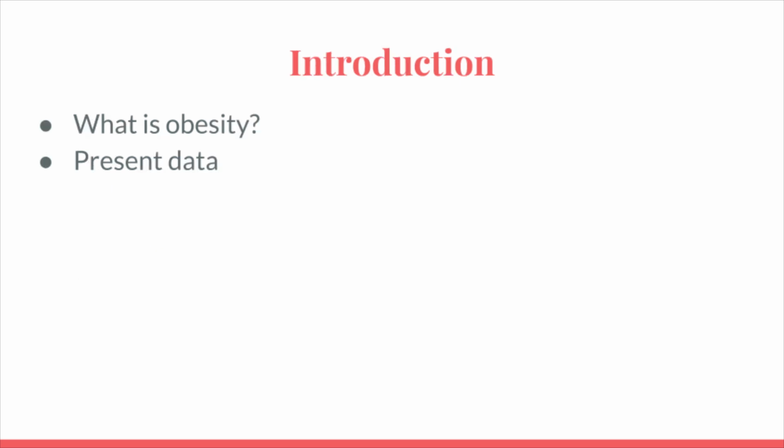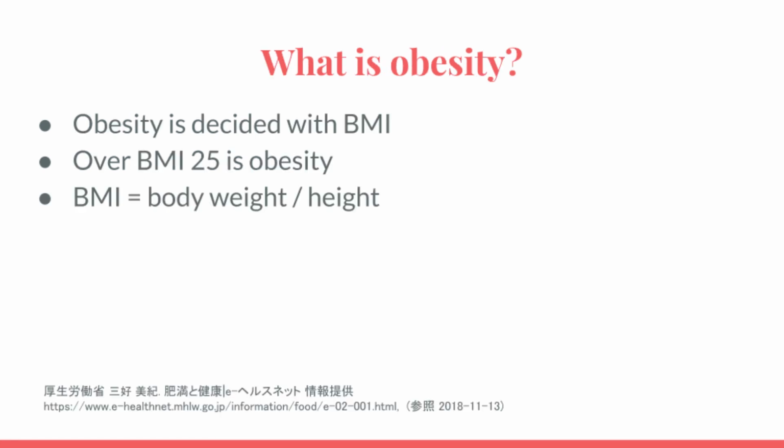First, we express an overview of obesity and data of obesity. The criteria of obesity are decided with BMI. BMI stands for Body Mass Index. It can be calculated by body weight divided by height. If BMI is larger than 25, it is obesity.